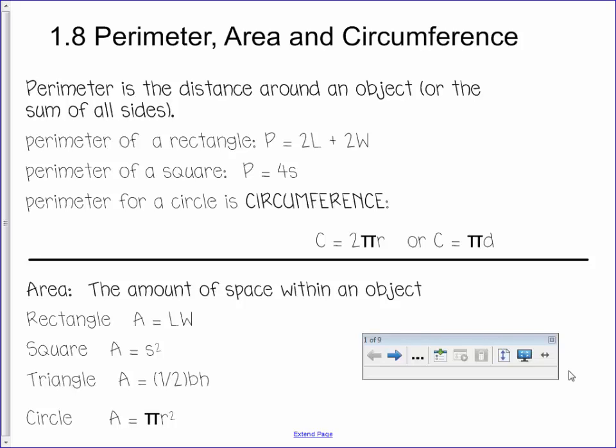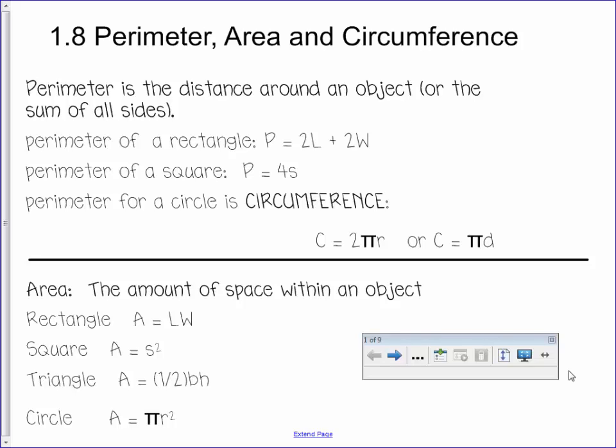We've got formulas though: for a rectangle, for a square, and for a circle, which we actually call circumference. For a rectangle, you're going to do 2 times the length plus 2 times the width, where L and W are length and width. For a square, perimeter equals 4 times S, where S is the length of each side. And for a circle, you can use one of 2 formulas, either 2 times pi times the radius, or just pi times your diameter. Remember, radius is half of your diameter, and diameter is twice as big as your radius.